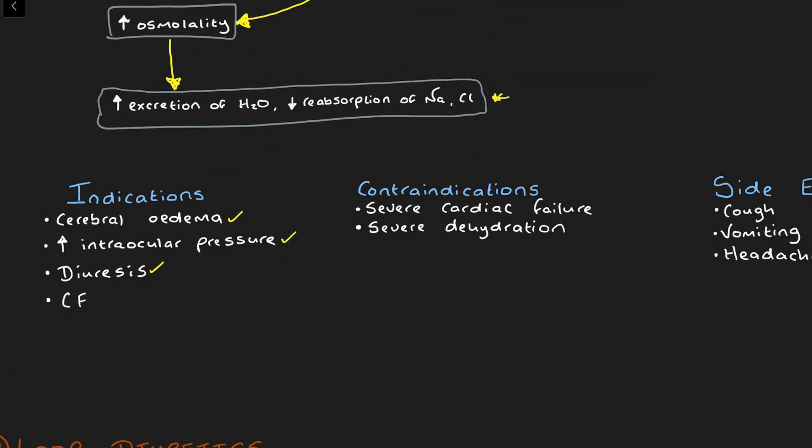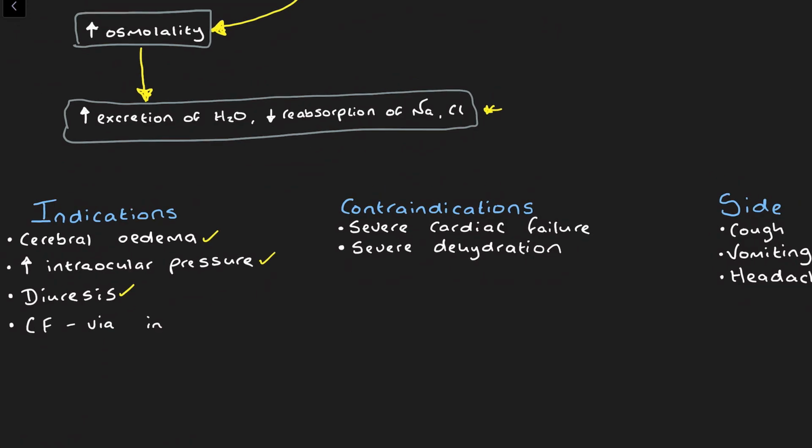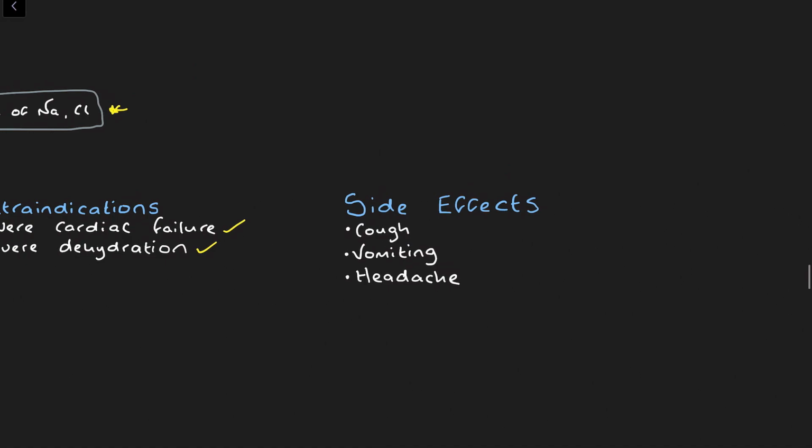Another indication for this is adjunctive treatment for cystic fibrosis, where it can be used as a dry powder inhaler. Some of the contraindications for this are severe cardiac failure and severe dehydration. Some of the side effects include cough, vomiting, and headache.